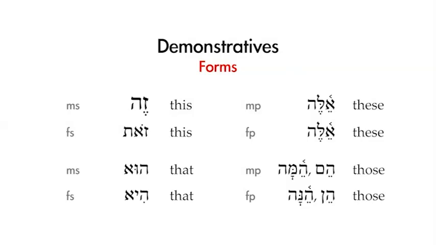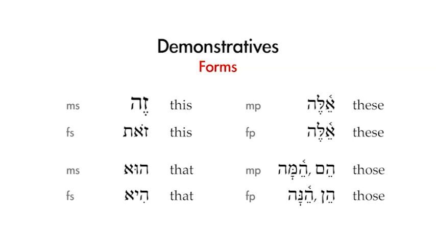Let's move on to the demonstrative pronouns and adjectives. We'll just call them demonstratives for now. There are two sets of demonstratives. This and these are the near demonstratives in the upper register. And then in the lower register, we have that and those. Those are called the far demonstratives. Let's begin by reading the singular forms on the left side.